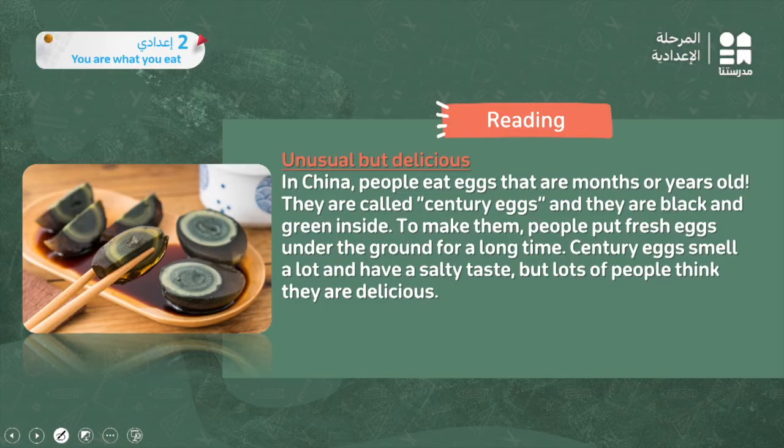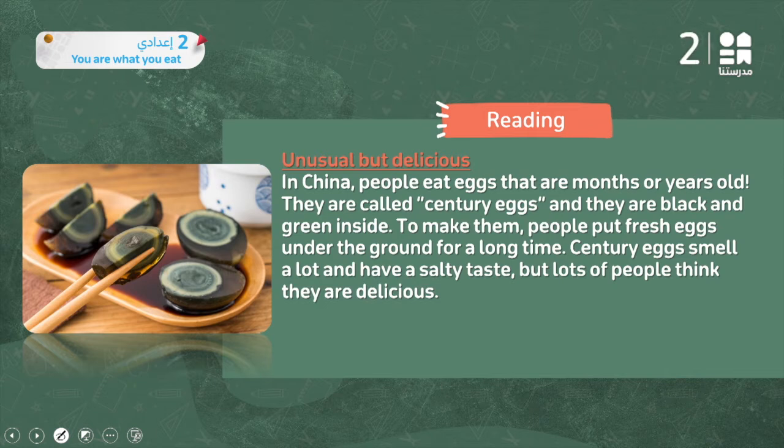The third picture here: in China, people eat eggs that are months or years old. See here, is that the normal picture of the eggs? Definitely not. They seem horrible. They seem like expired ones, or as if you are unable to eat them. You can't eat something like that. Okay, let's see the description of this unusual kind of eggs.